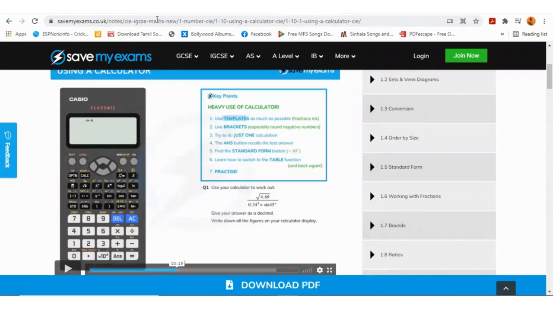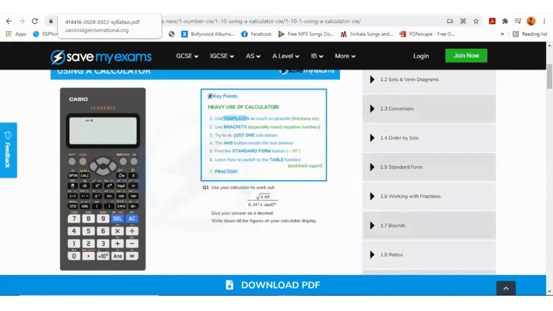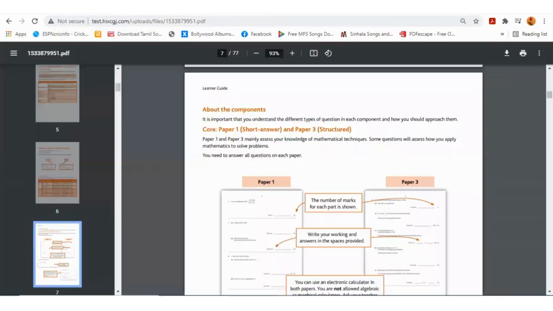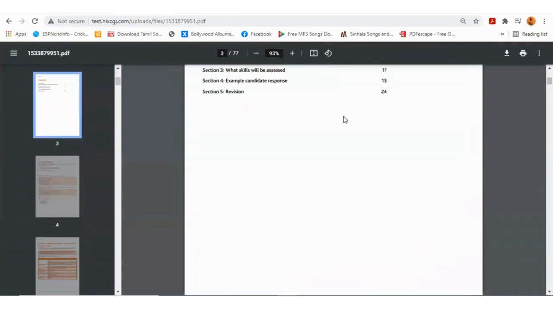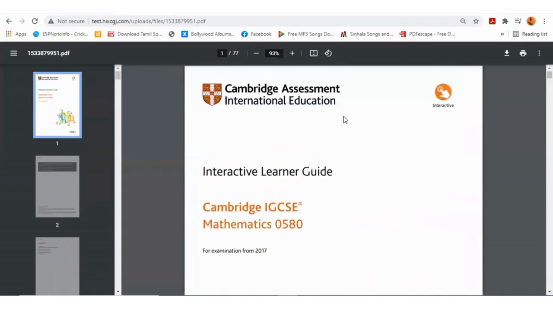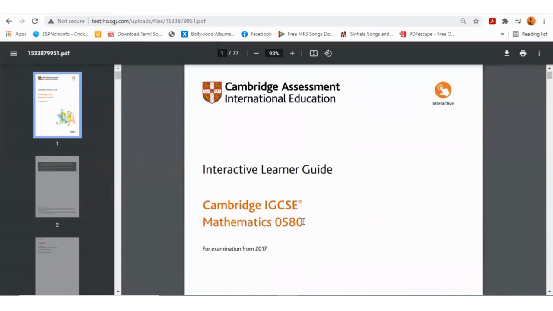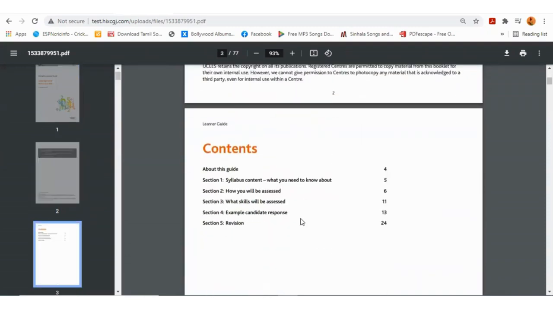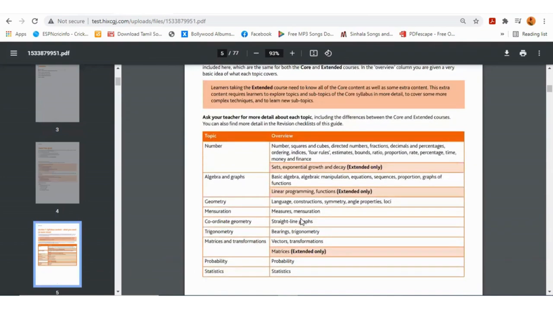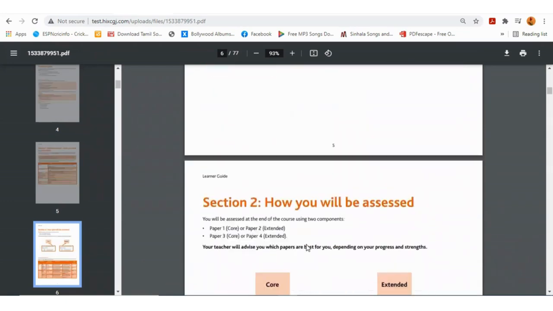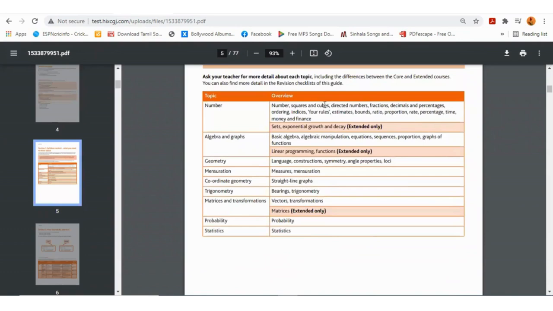Okay, so going forward, now if I just jump into the learner guide, right? So if you actually put into Google the learner guide, there's a learner guide which comes for this particular 0580. The learner guides are very interesting because they give you nice, interesting comments and tips of the different areas. So you can see it tells you about the topics, what comes under each topic, which are the specific topics that come under extended only.